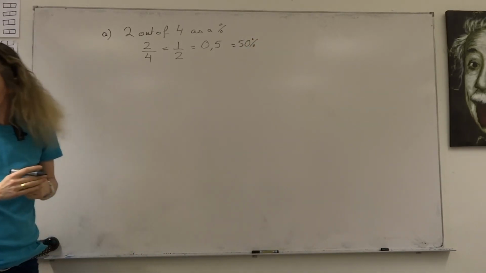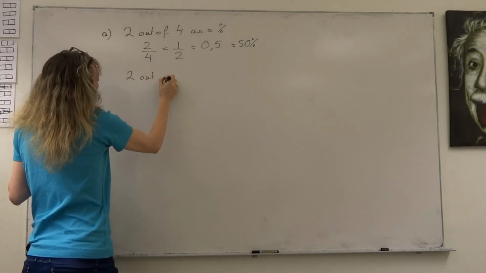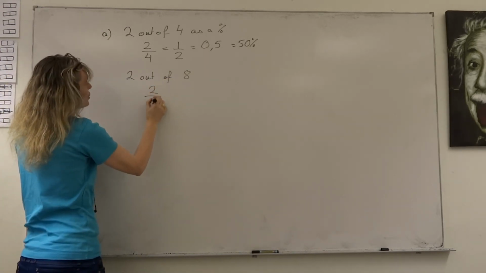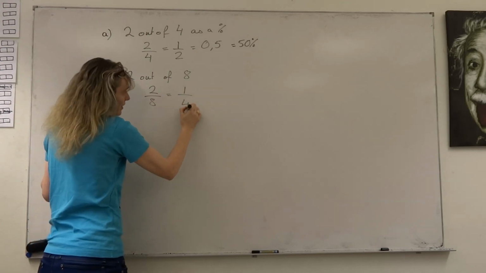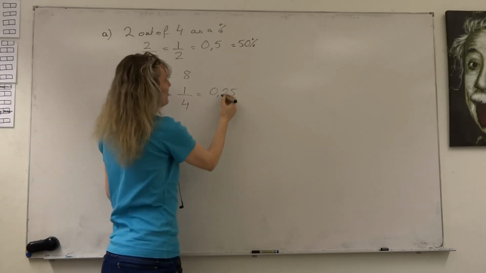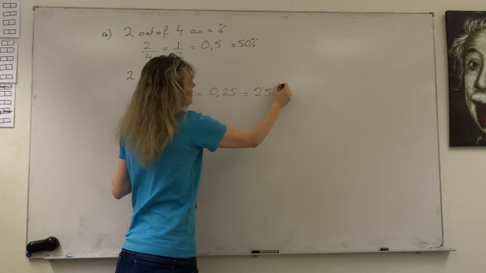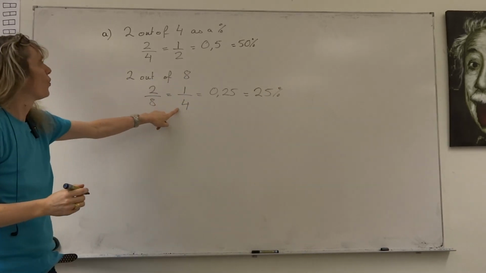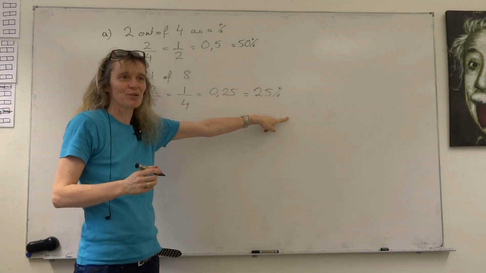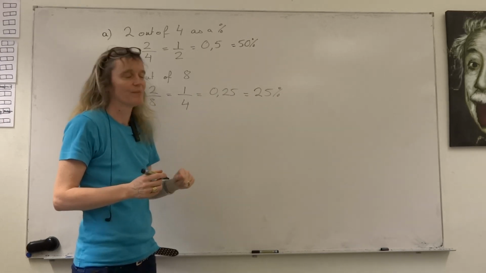Then the next one, just leading on from that, was, okay, what about 2 out of 8 then? Well, 2 out of 8 is the same as the fraction 2/8, which we know is 1/4, which we know is 0.25, which we know to change to a percentage, move the decimal point 2 places to the right, so it's 25%. We could also see that a quarter is half of a half, so it would be half of 50%, so we could have also gone straight by taking 50% and dividing it by 2 to get 25.